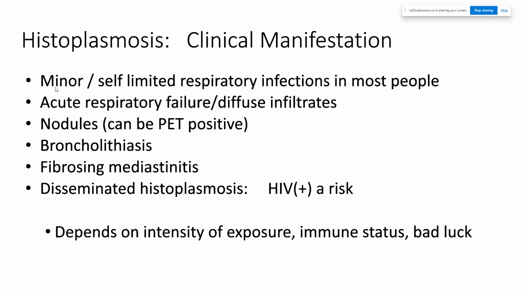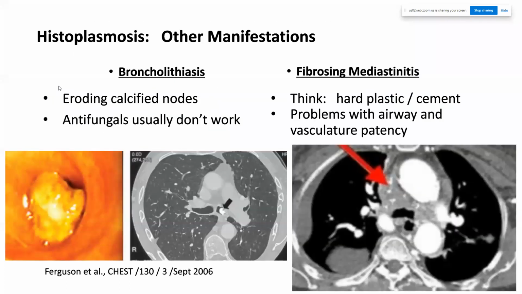There was a house staff at Indiana University a number of years ago who developed fibrosing mediastinitis from histo. Perfectly healthy guy. Came in, presented with SVC syndrome. Here's a picture of it. So you can see all this inflammation and these flecks. This is calcium deposits. It surrounds your aorta. It presses in on your SVC, and it's like a hard plastic cement material.